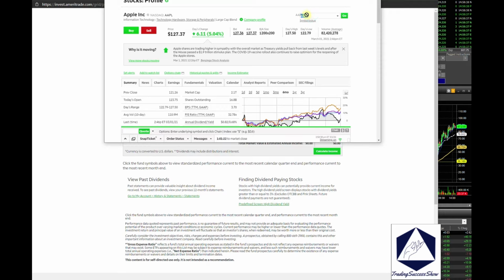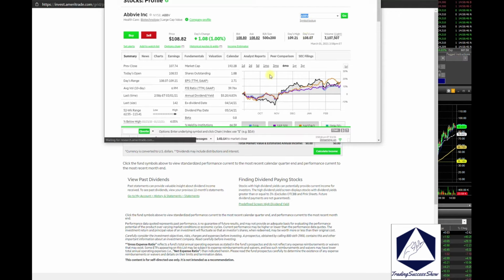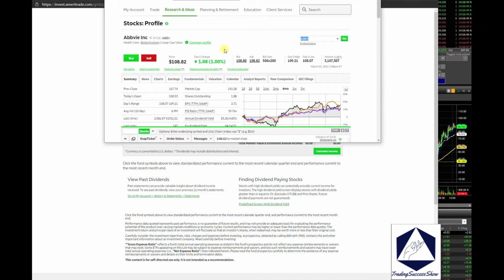Okay, now this one we have here is Apple. You can easily search different companies. We have Abbvie as well, ABBV. Okay, so this is what the stock is being traded at right now. And today it's just a dollar up, which is about 1%. Okay, so right now, after typing in the ticker, you see this called income estimator.